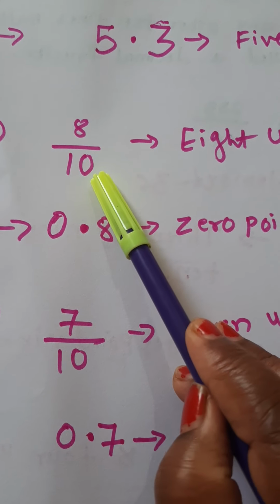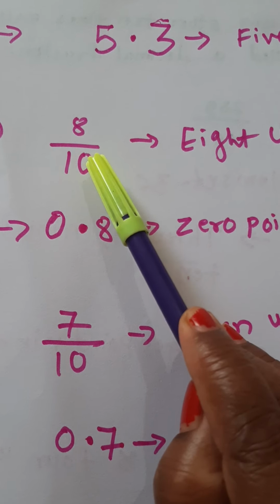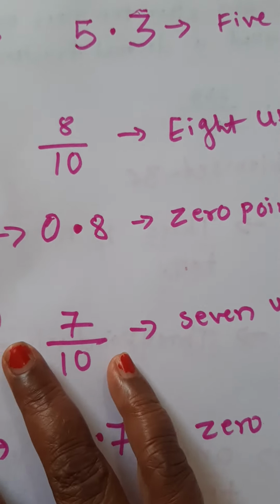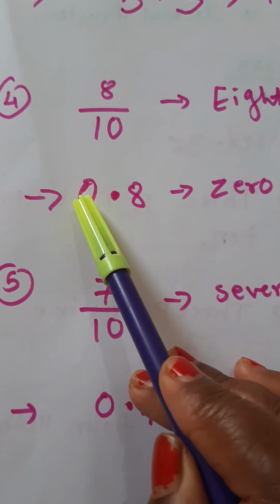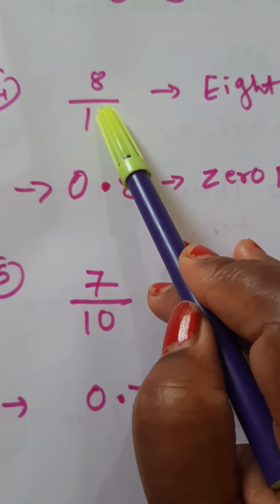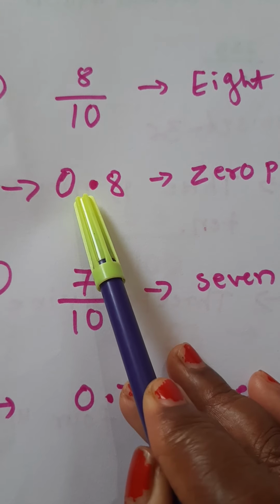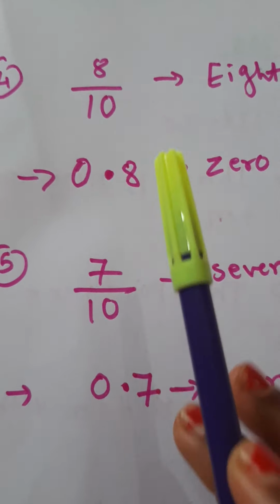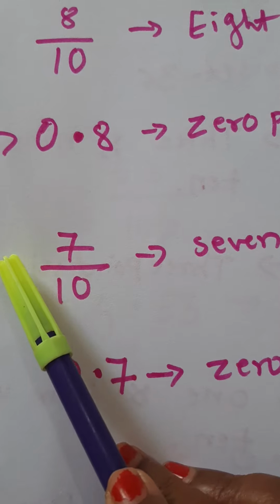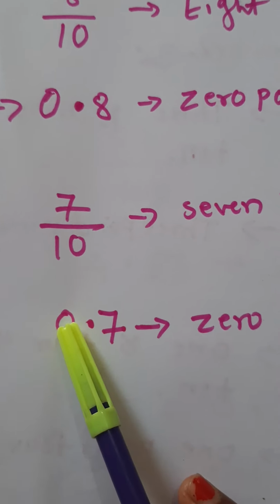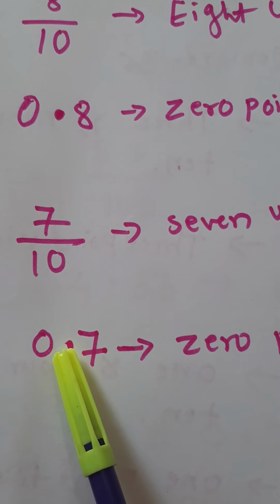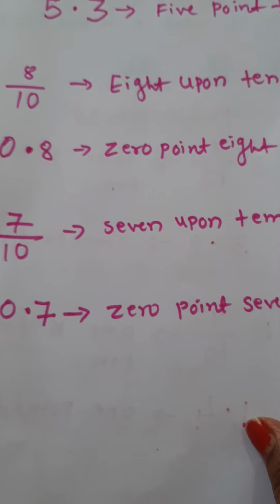See the fourth example. 8 upon 10. Here the whole number is not present. When the whole number is not present, you can write here 0. 0.8. A single 0 is present, so the point will come after a single digit, 0.8. The next one, 7 upon 10. Here also the whole number is not present, so write down 0.7. Single 0, so the point will come after a single digit, 0.7.